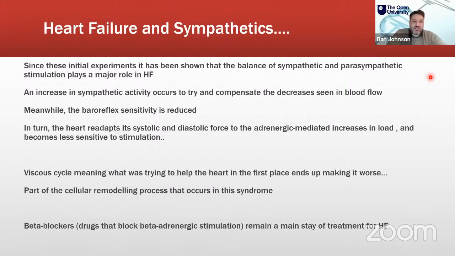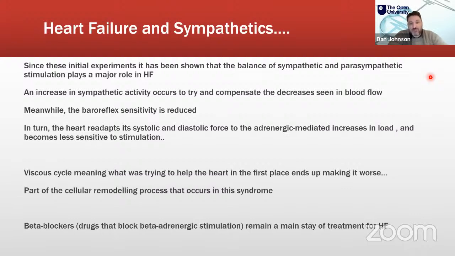And at the same time, something called the baroreflex sensitivity is reduced. In turn, basically this means that the heart readapts itself and tries to make its systolic and diastolic force change depending on the adrenergic mediated increase. So that basically the heart tries to recompensate for these changes, but ultimately, because of that, it becomes less sensitive to the stimulation. So you can imagine as you give more and more of the noradrenaline or the adrenaline, those receptors that would normally be receptive to that don't feel as sensitive anymore. And you need more of it to produce the same effect.